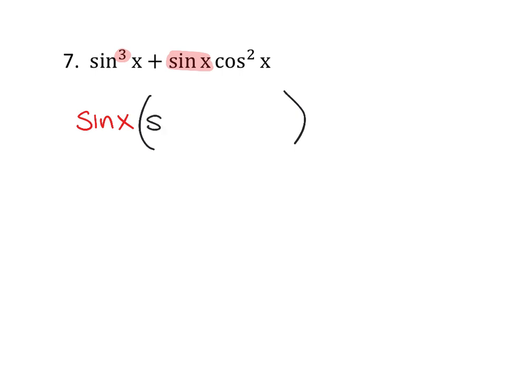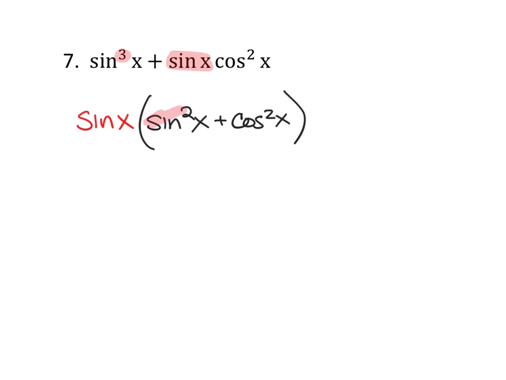Well, the first term just becomes sine squared of x because it lost one of its sines. And what is the second term? Cosine squared of x. Did I make that more complicated, or did I find a way to make this less complicated? I factored out sine of x. So the cubed became squared, and the sine of x in the second term just goes to the front. So reverse distribution.